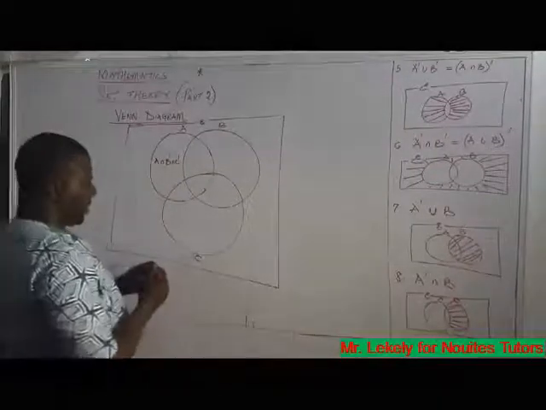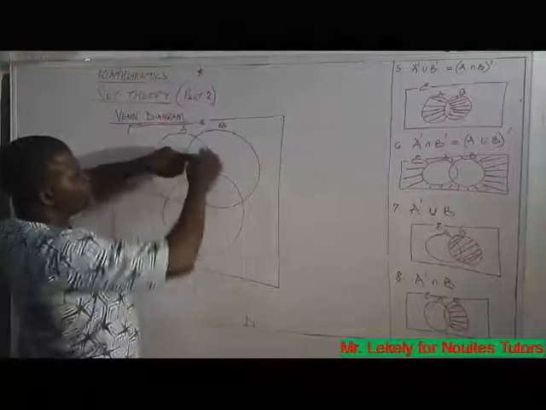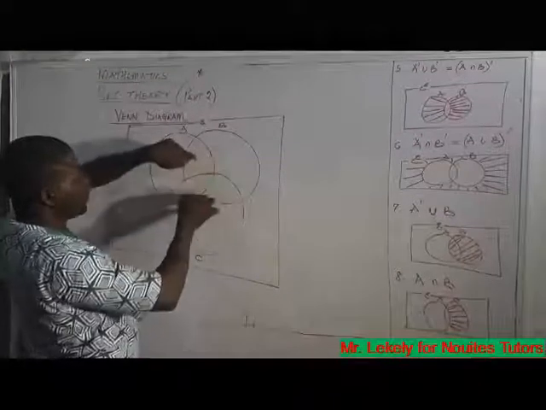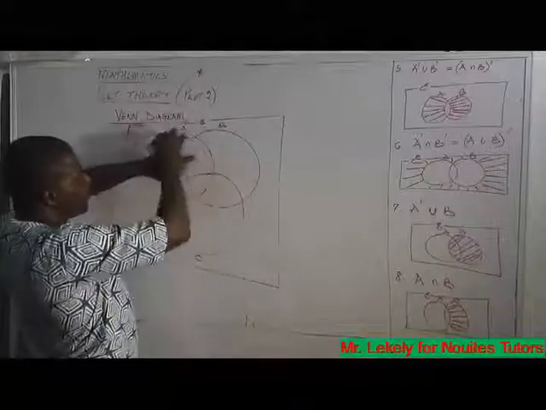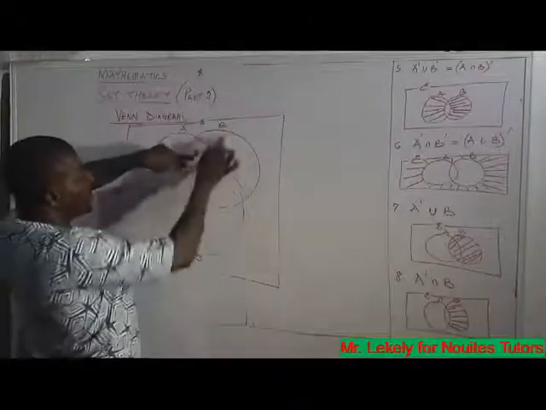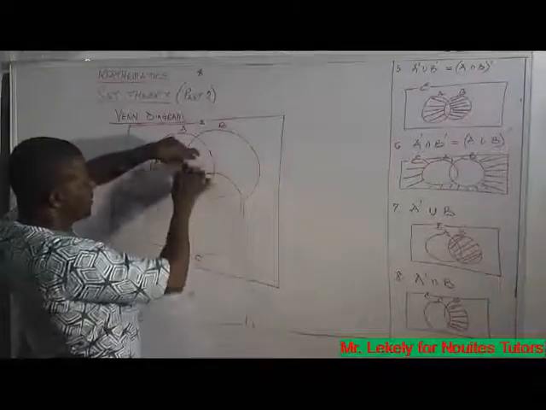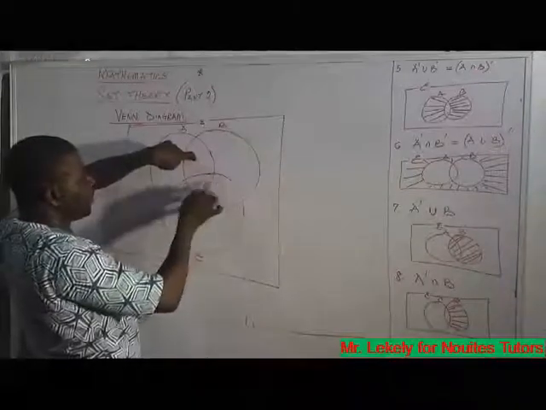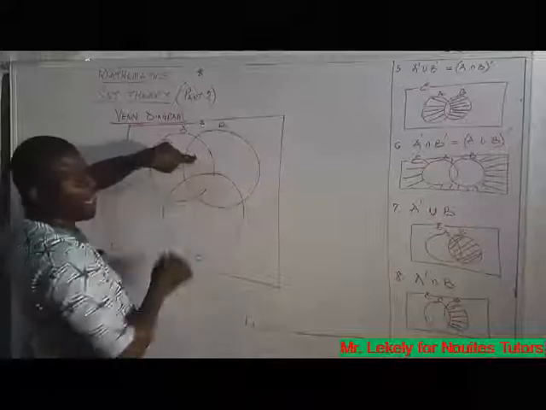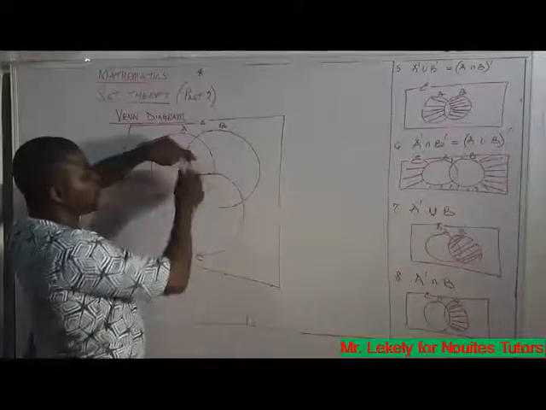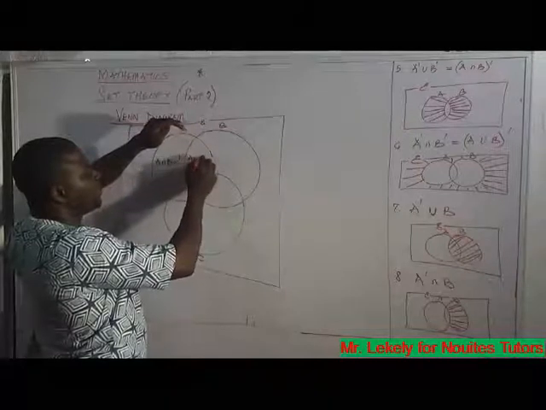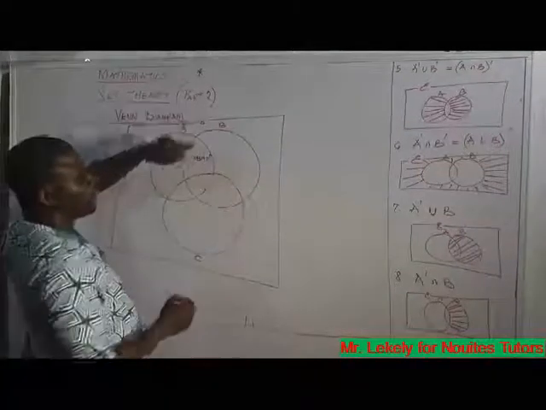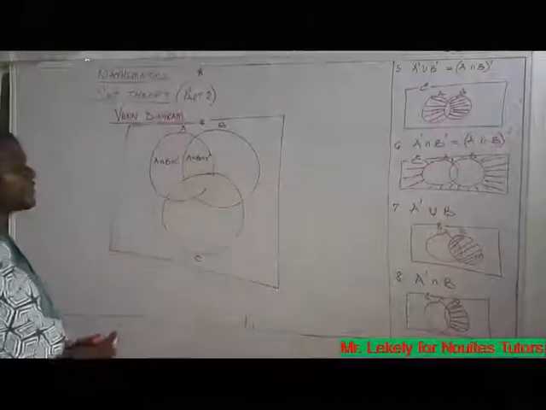Then, if I put my hand in this place, if I trace the circle of A, my hand is inside the circle of A. If I trace the circle of B, my hand is inside the circle of B. But if I trace the circle of C, my hand is not inside the circle of C. So it means it's only A and B that is here. A intersection B, intersection C prime. That prime means C is not there.